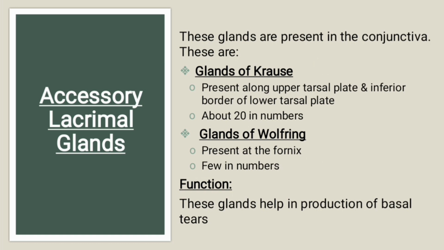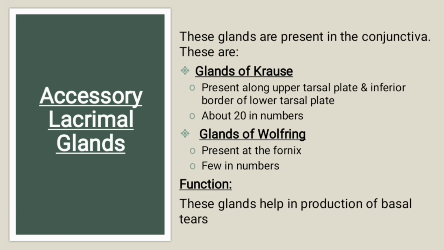Likewise, we have discussed in the anatomy of the eyelids that the glands of Zeis and Moll contribute in the production of oil, right? But the major role was of the meibomian gland. Similarly, here these accessory lacrimal glands have the minor role, and the major role is of the lacrimal gland, but they still contribute to the production of tears, right?